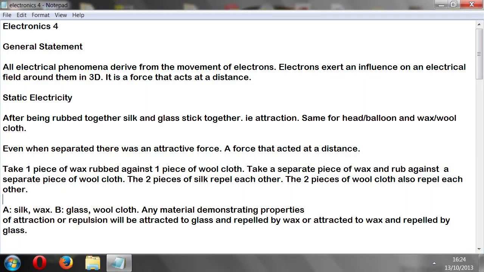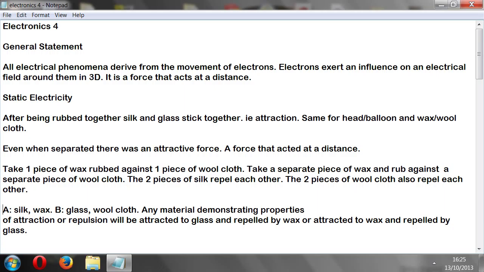Obviously this is about the fact that the protons are repelling each other, the electrons are repelling each other, and this sort of thing. It's about how the same signs will repel and opposite signs will attract.